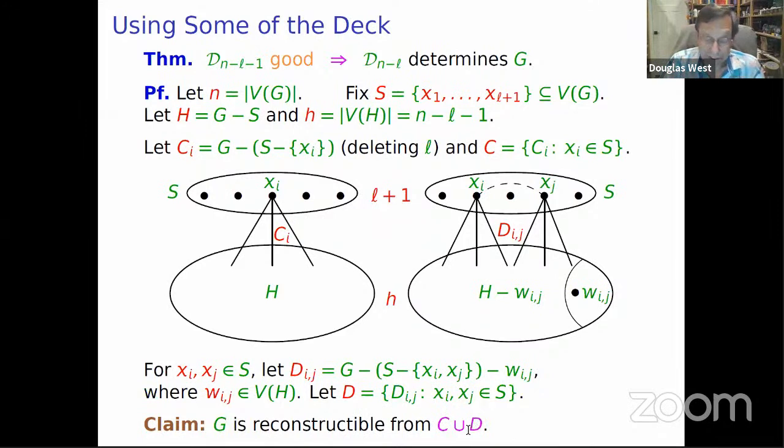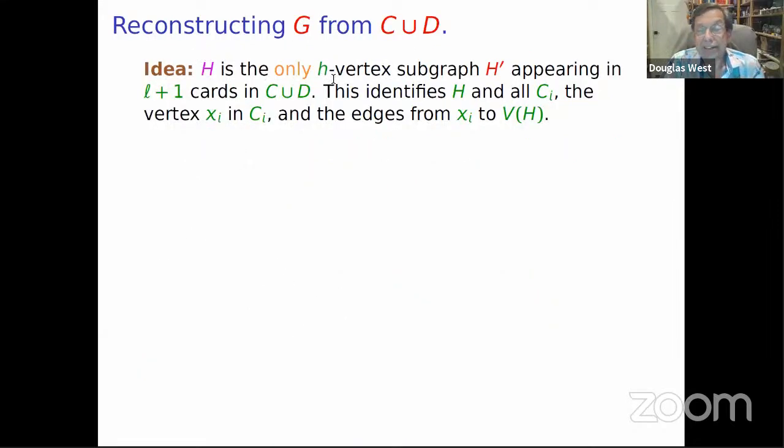The basic reason for this is that this special subgraph H is going to be the only h vertex subgraph that appears in L plus 1 cards. It appears in all the cards in C, and any other subgraph with the same number of vertices is going to appear in fewer of these cards. That way, I'll know what H is. I'll know what all the C sub i's are. I'll know the special vertex in C sub i, and I'll know the edges from that vertex to H. So I'll know everything except the edges within S.